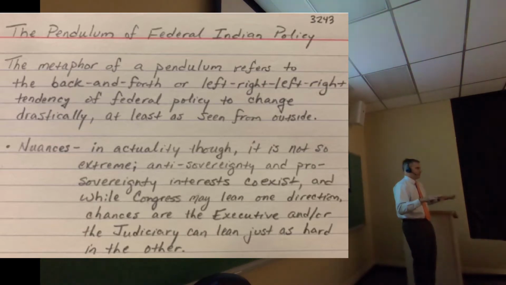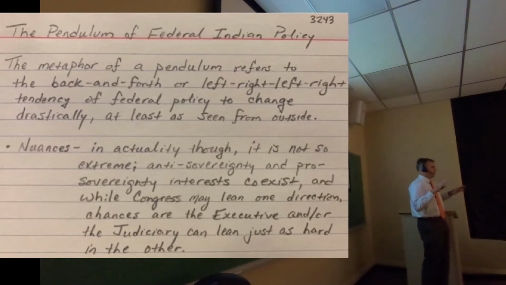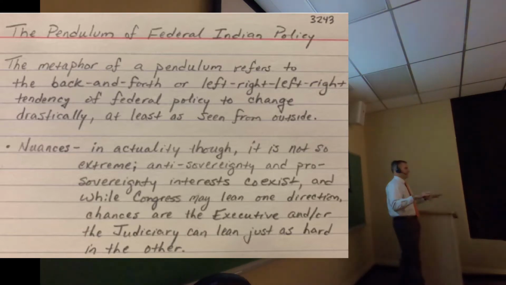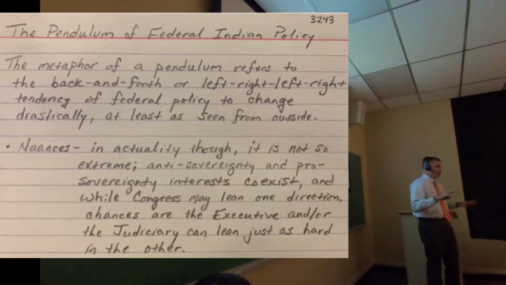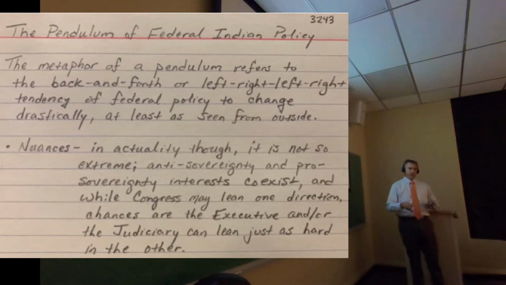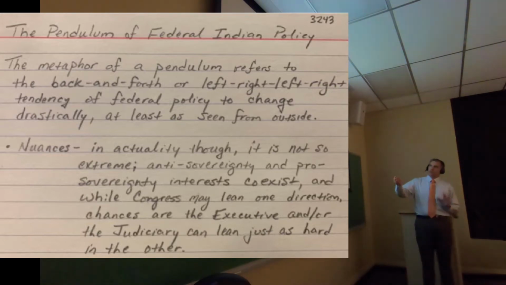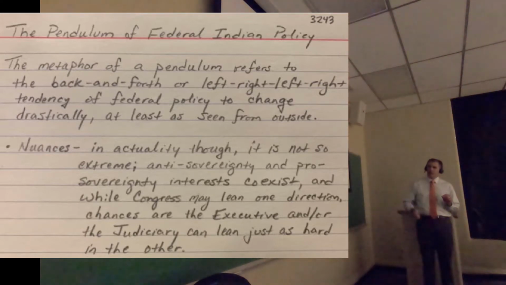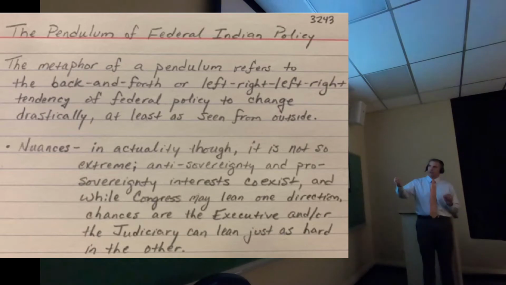One of the beautiful things about the United States federal system is that it is slow to change. Whether you hate gridlock or not, gridlock was intentional in this system. Rapid change was something that the founders tried their best to avoid, and they created a system that can't change very quickly. So, despite that metaphor of a pendulum, the changes that take place really aren't that extreme. There may be people in Congress who are very much anti-Indian sovereignty or pro-Indian sovereignty. They tend to coexist.